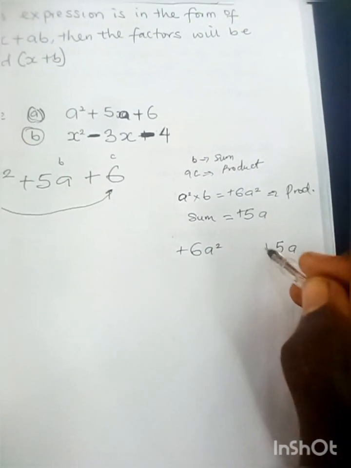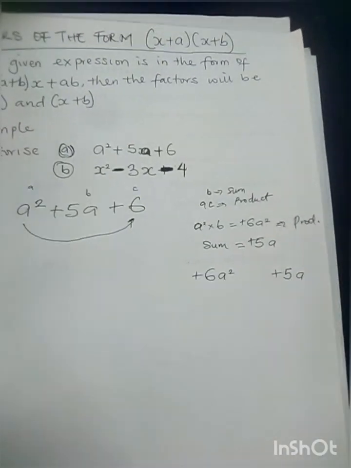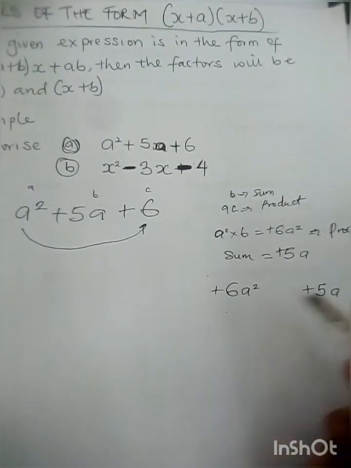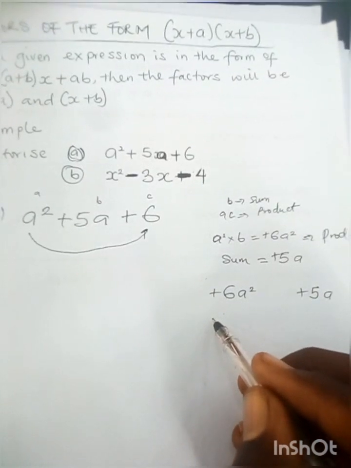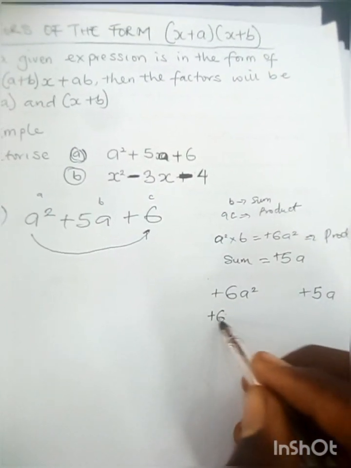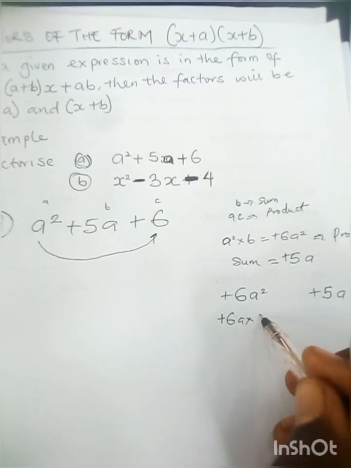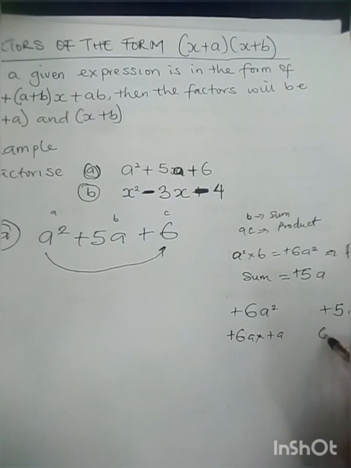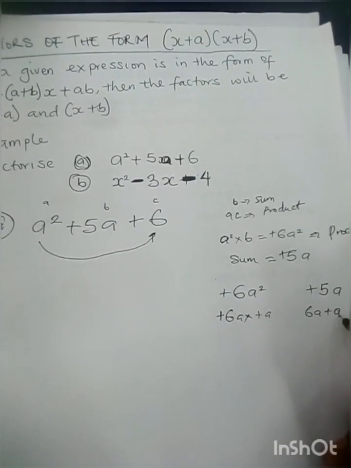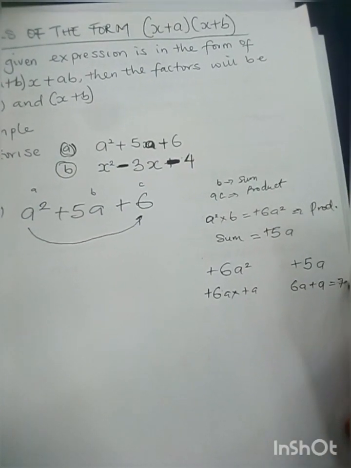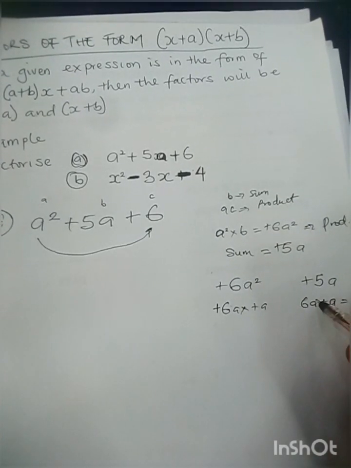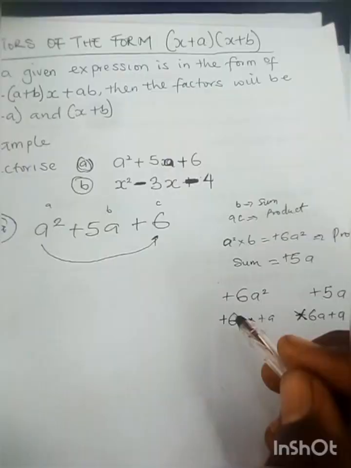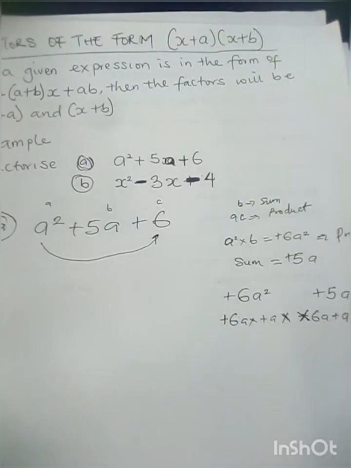Now let's think about the factors of this, that when we sum it will give us this. So let's see, if we say plus 6a times plus a will give us this, right? But if we sum it, 6a plus a will give you what? 7a. So this is wrong. This one is wrong. Can't take it. It's wrong. Also, this is now what? This is also wrong now. It's wrong. So let's take another number.